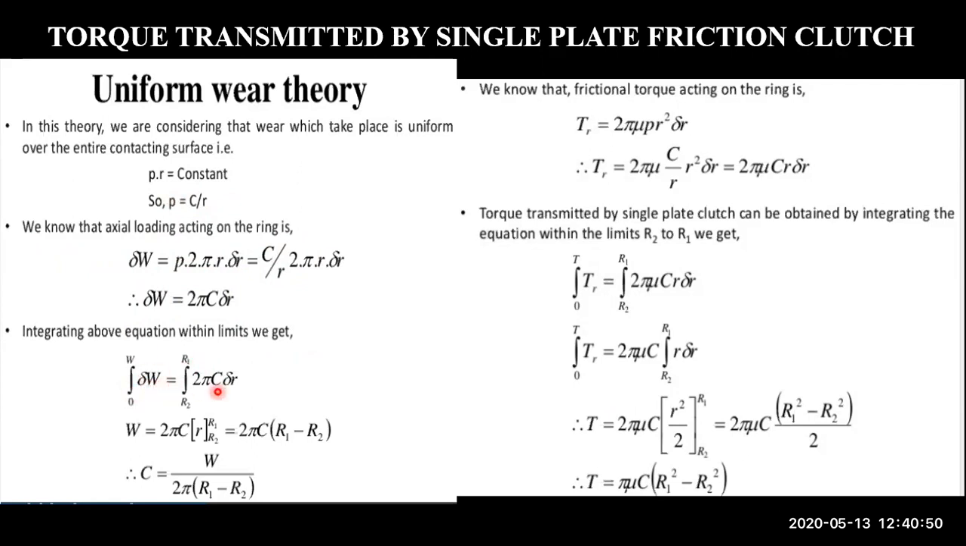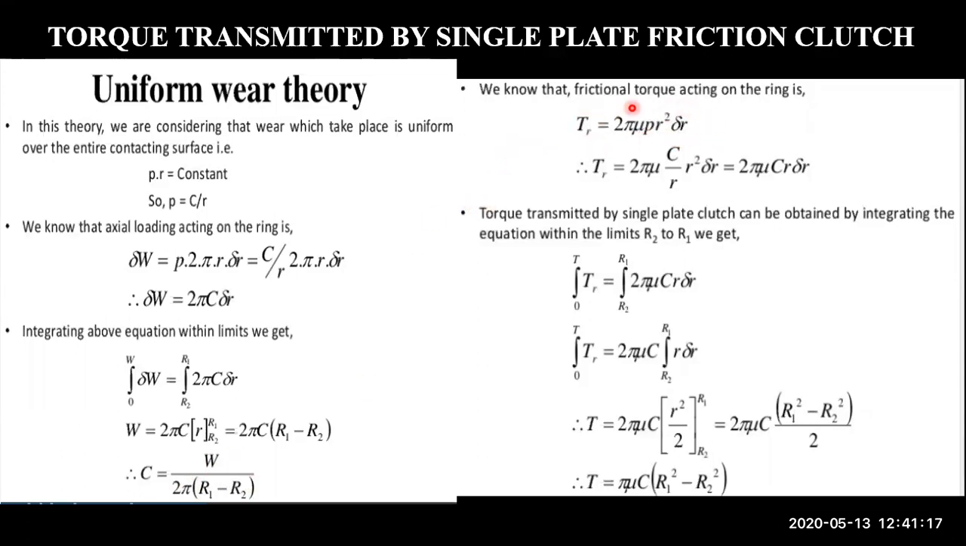Integrating within the limits, you can take this constant outside and only the radius you'll be integrating, and you'll get C, a constant value here, because you can't just substitute C. So this value of C, you need to get it out of the load and radius. So once you have defined the C, we can go back to that equation 1.